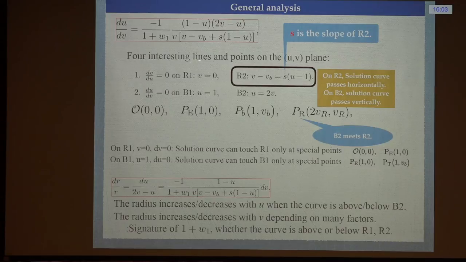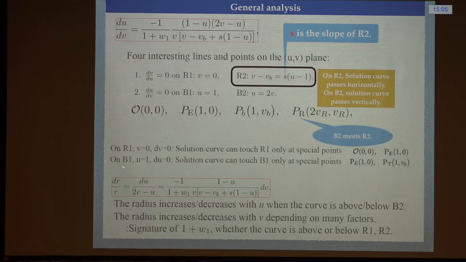Now, let us give some general analysis for these equations. In this equation, there are four interesting lines and points on the UV plane. DV equals 0 on R1 and R2, and on R2, a solution curve faces horizontally, and DU equals 0 on B1 and B2, and on B2, the solution curve faces vertically. On the other hand, on R1, V equals 0 and DV equals 0. So the solution curve cannot touch this line, except for these two special points. And on B1, U equals 1 and DU equals 0. Therefore, the solution curve cannot touch B1, except for these two points.